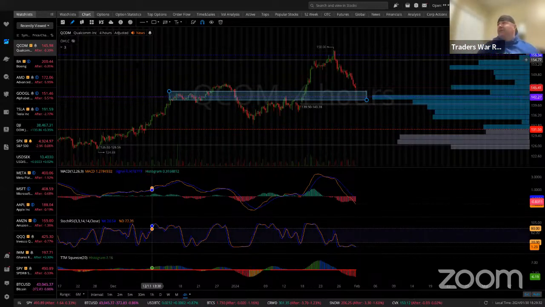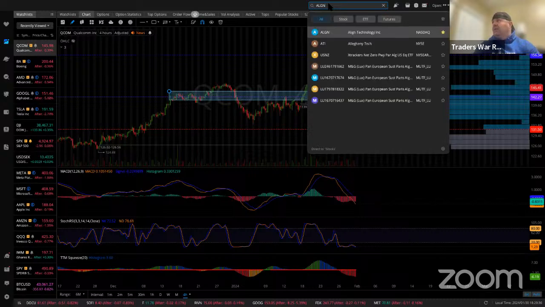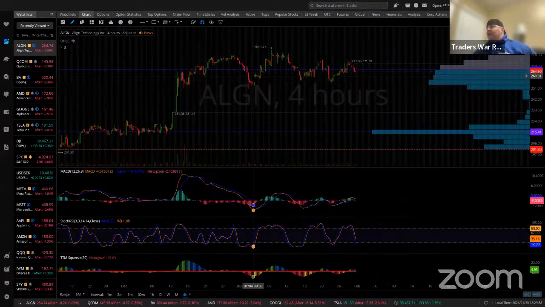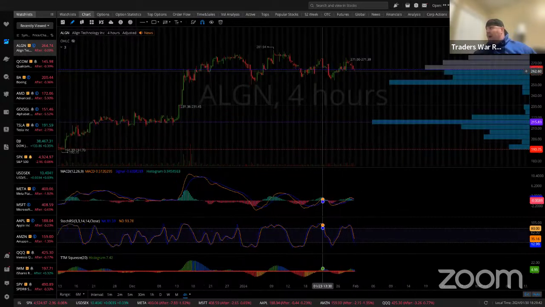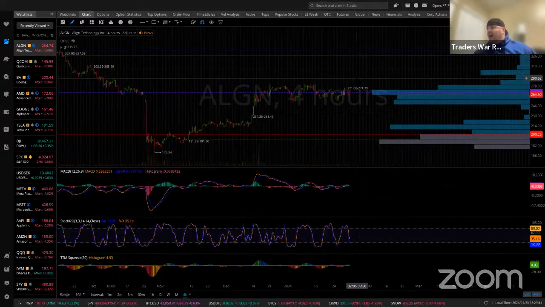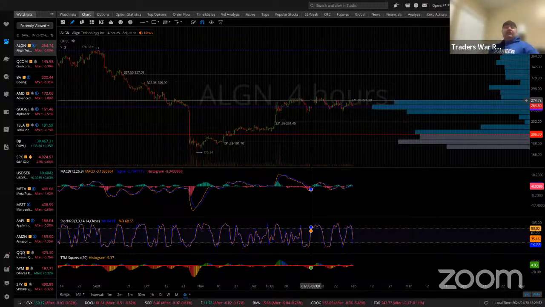Align, ALGN. All right. It's been holding this area. It's been holding it. I think we fail. I'm going to short it. And I'll tell you why. And this is just a hunch, right? And sometimes you just gotta call the hunches how you see them.